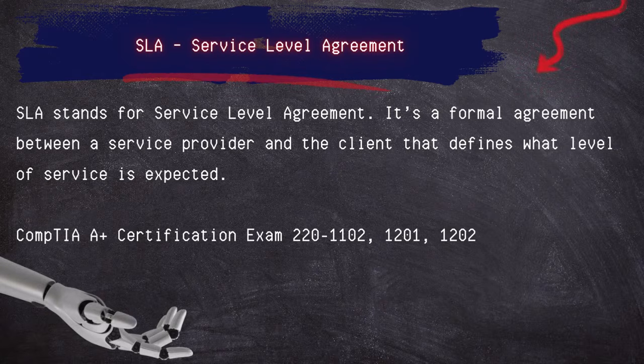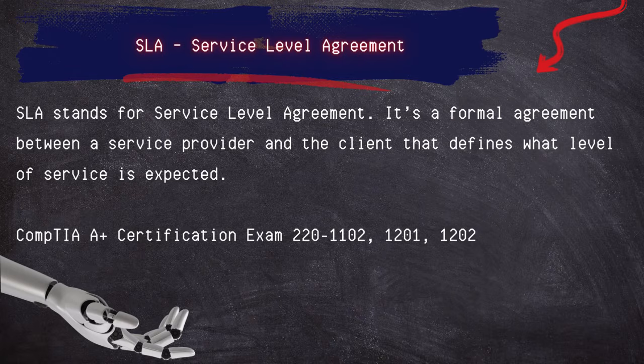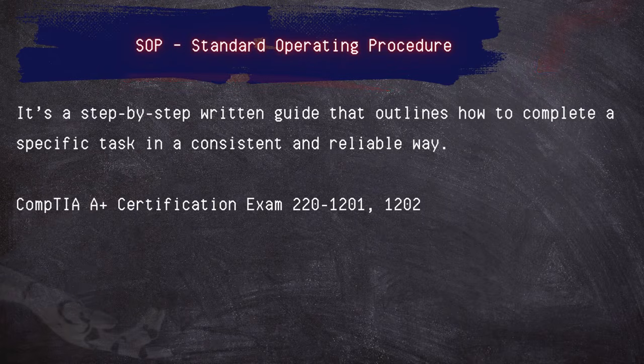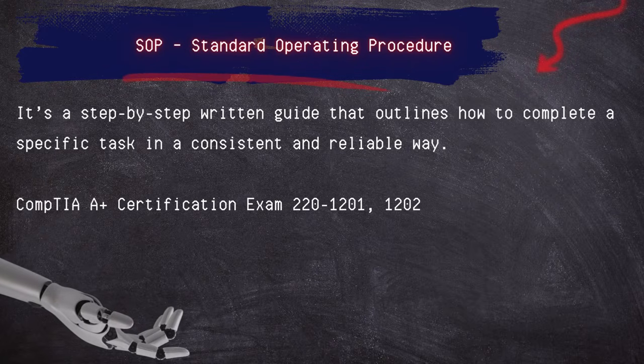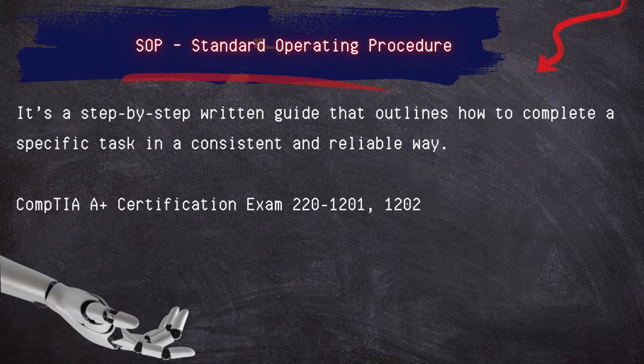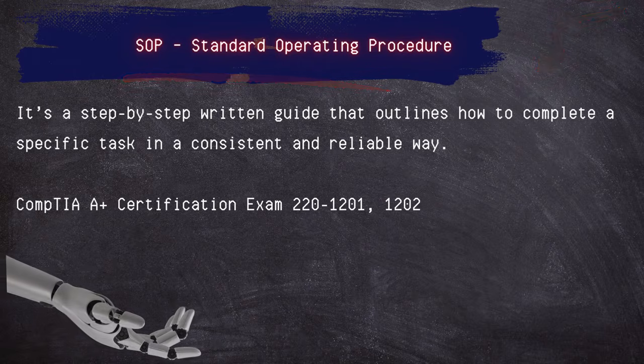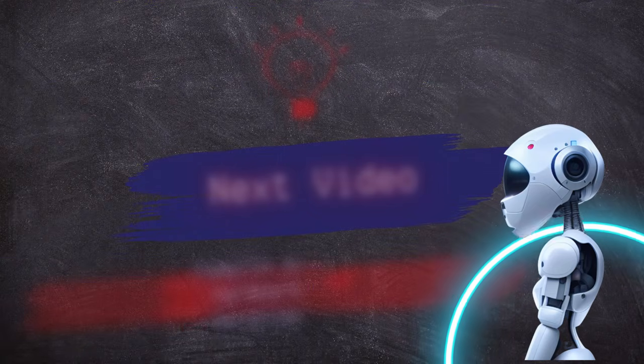SLA, or Service Level Agreement. It is a formal agreement between a service provider and the client that defines what level of service is expected. SOP, Standard Operating Procedure. It is a step-by-step written guide that outlines how to complete a specific task in a consistent and reliable way. Now that's it for general IT acronyms.